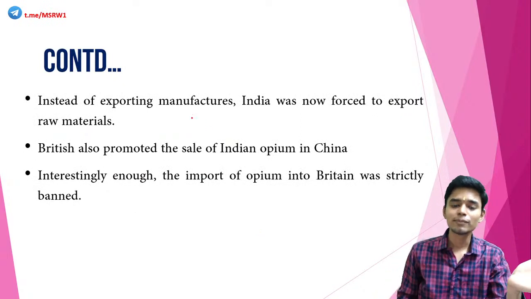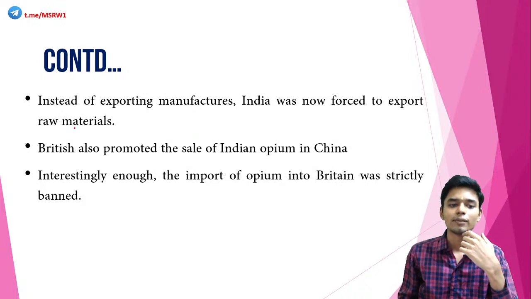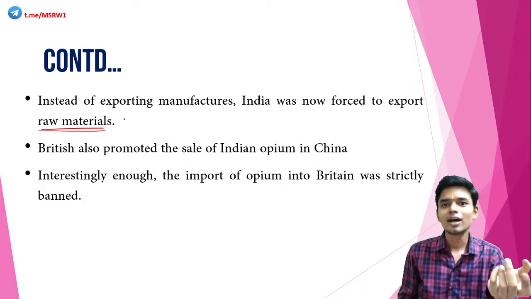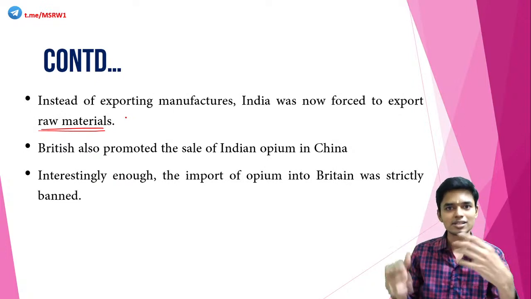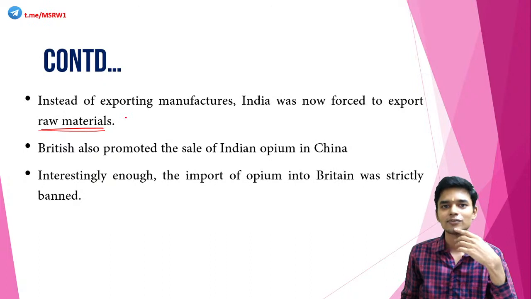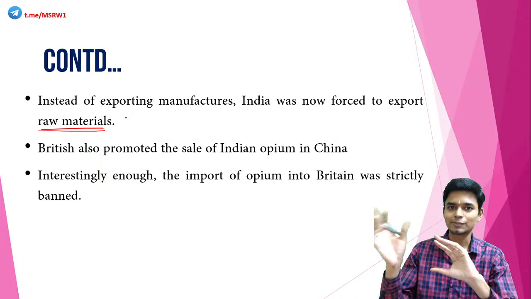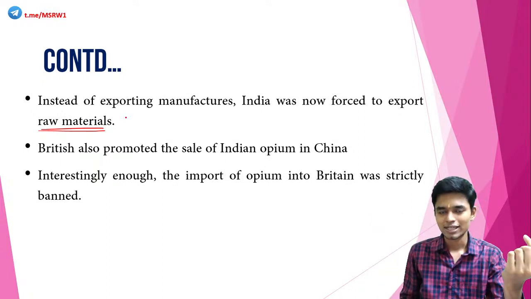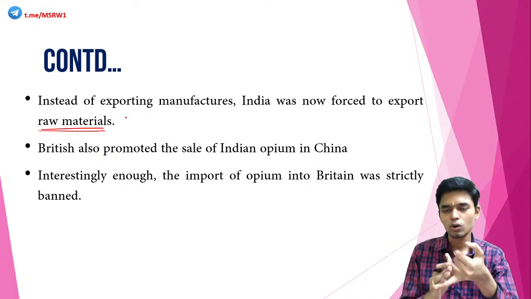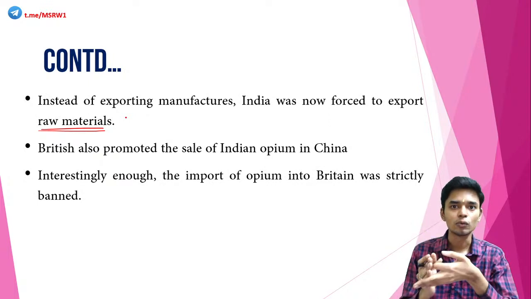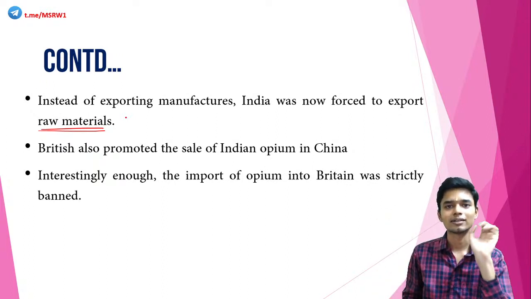So instead of exporting manufactures, India now was forced to export raw materials. So until now, the calicos or the finished cotton clothes, etc., were exported. Similarly, finished silk was exported to other parts of the world. But from now onwards, instead of exporting manufactured goods or finished products, India basically starts to export raw materials. Okay, so raw cotton, raw silk, indigo, jute. These kinds of raw materials are now being exported rather than finished goods.